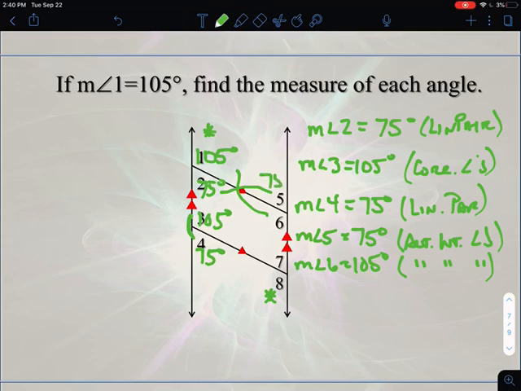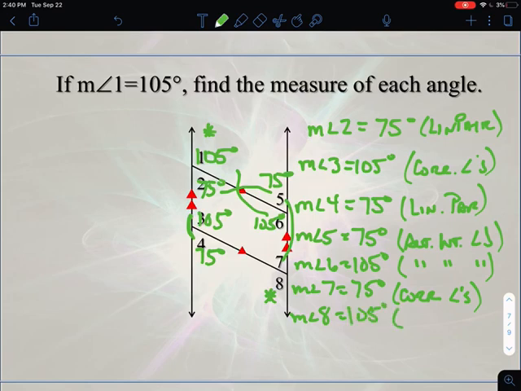If I want to go to 7 and 8, so here was 75, here was 105. If I want to go to angle 7, it corresponds to angle 5. So it's going to be 75 degrees because they're corresponding angles. And then angle 8 corresponds to 6, which was 105, so angle 8 must be 105 by corresponding angles.